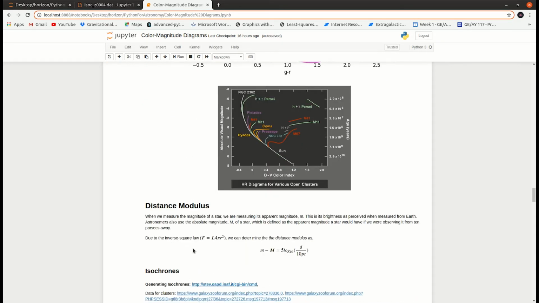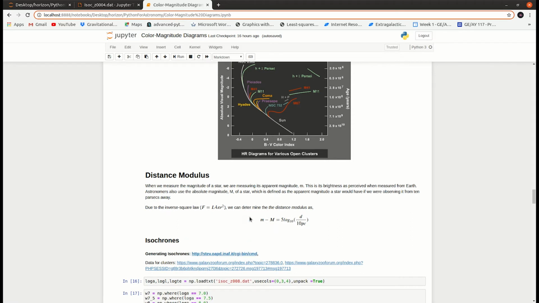Okay, and finally this is an important thing called the distance modulus. We know that the luminosity follows this inverse square law, where flux is luminosity divided by 4 pi r squared. That is, if you go r more away from the object, the flux received there will be 1 by r squared times smaller than what you are receiving at some point near the star. So using that, you can actually determine this concept of distance modulus.